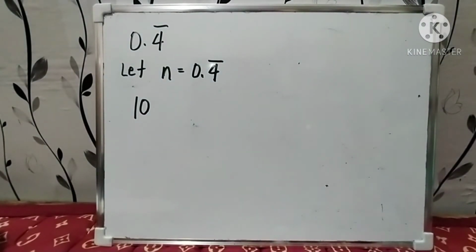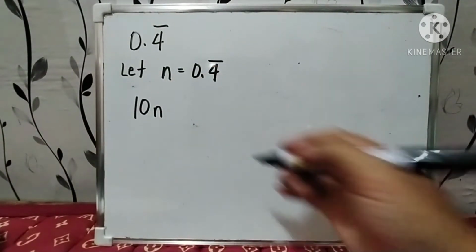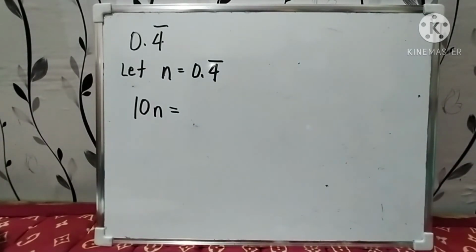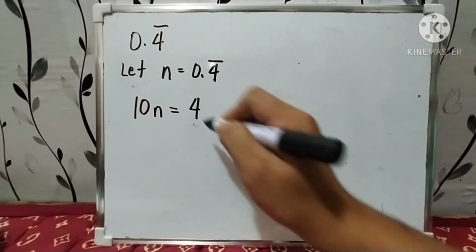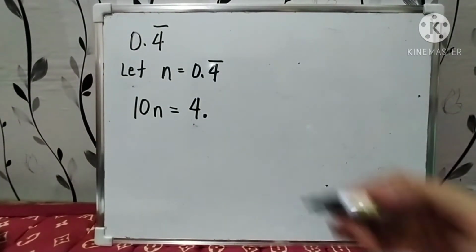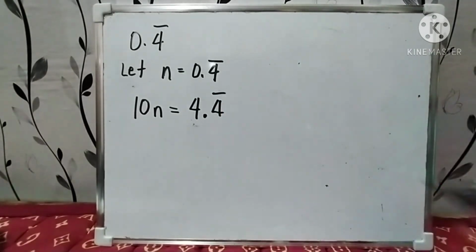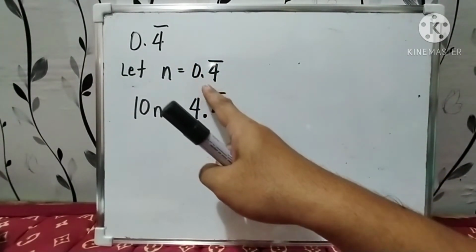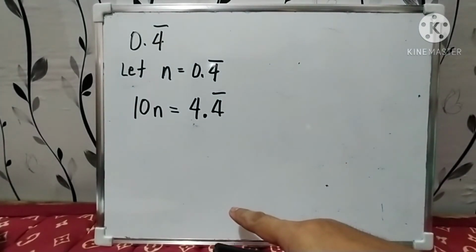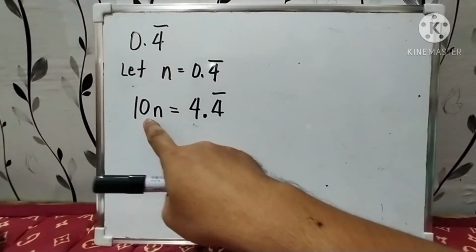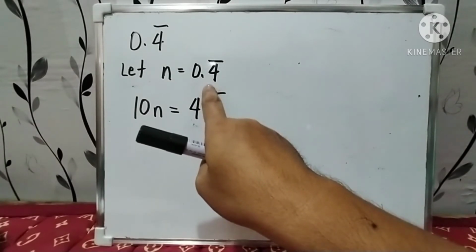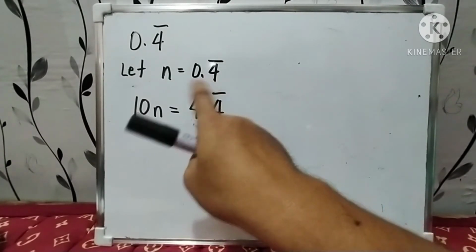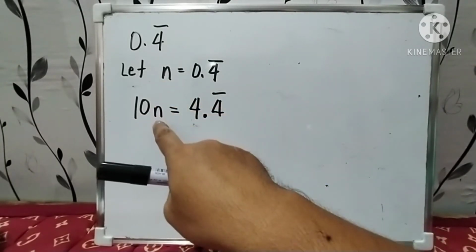Okay, so 10n is equal to, ano ba yung nauulit? Di ba 4? To 4 point, then kopyahin natin yung nauulit. Okay po? So, ulitin ko ha. Let n is equal to yung mismong decimal number, 0.4 na may vinculum sa taas. Then, power of 10 tayo. Yung ilalagay natin dito, since isa lang naman yung nauulit, which is 4. So, kung power of 10 tayo, 10 lang siya. Then, kopyahin natin yung n.